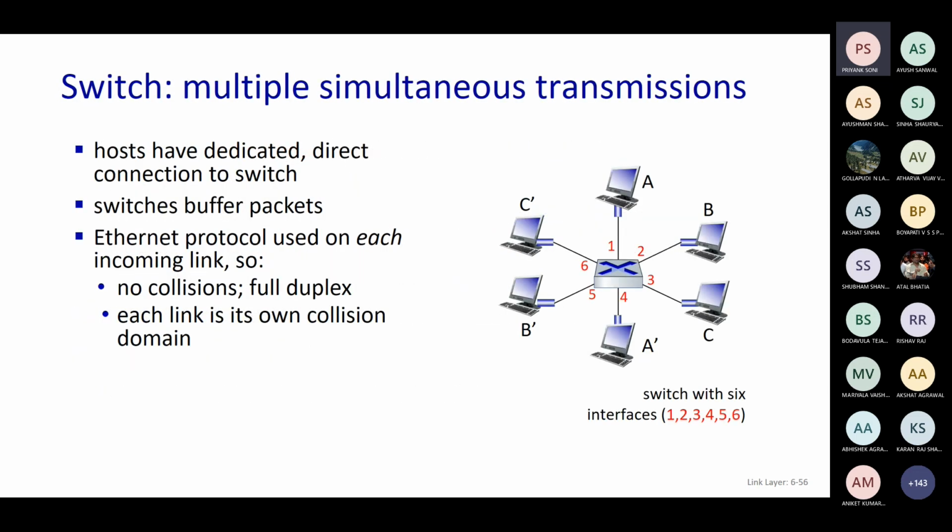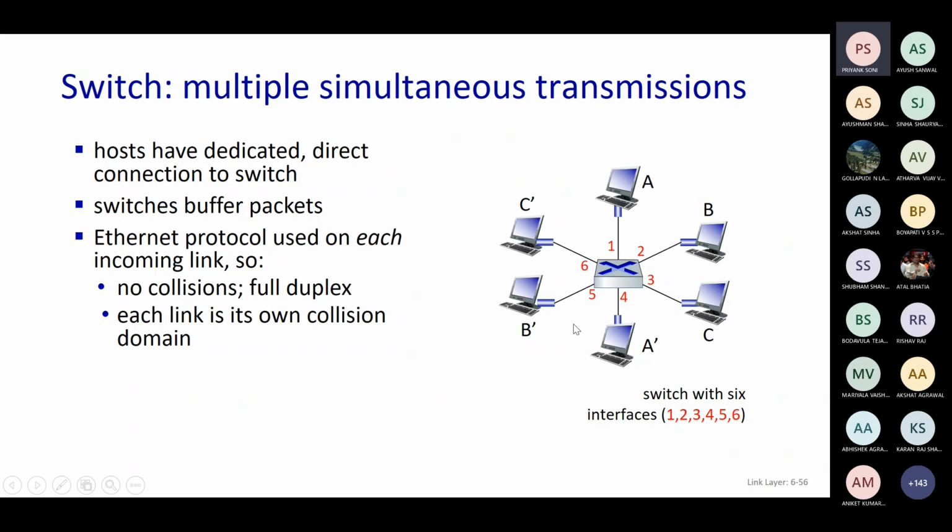So what are the properties that a switch provides? It provides multiple simultaneous transmissions. The hosts have a dedicated direct connection to the switch, as you can see here. The packets arriving at the switch are buffered. Of course, we should have corresponding buffers in the switch so that it can buffer the packets arriving from the different hosts that are attached to it.